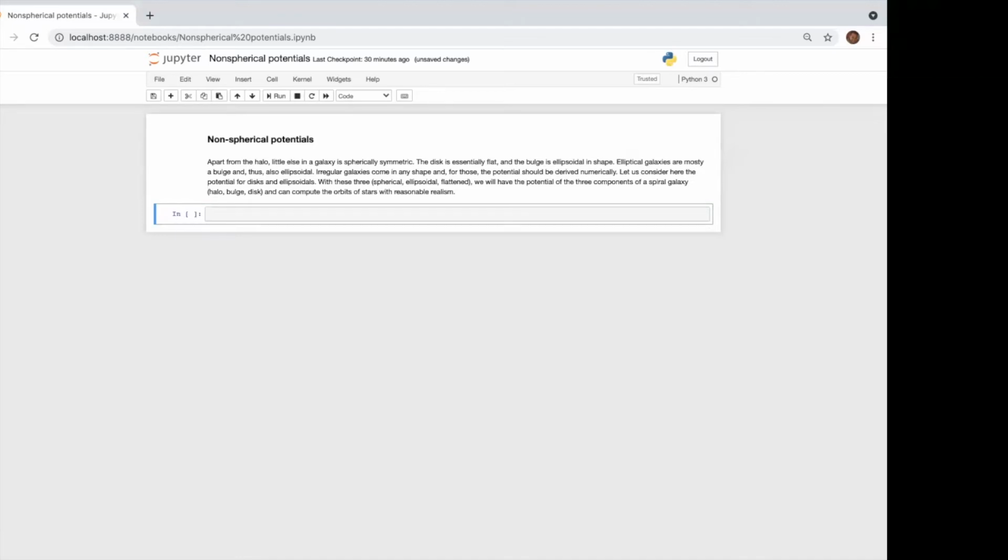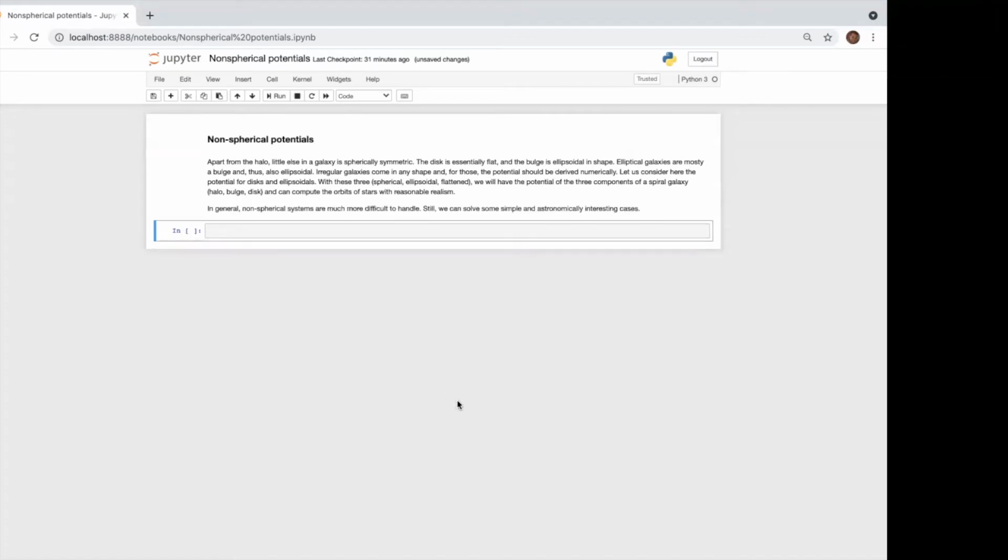With these three, spherical, ellipsoidal, and flattened, we will have the potential of the three components of a spiral galaxy, the halo, the bulge, and the disk, and we can then compute the orbits of stars with reasonable realism. In general, non-spherical systems are much more difficult to handle. Still, we can solve some simple and astronomically interesting cases.